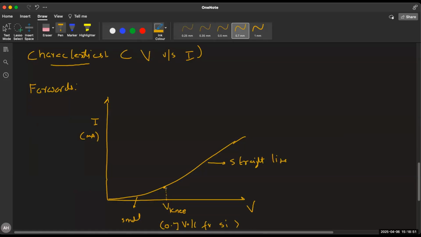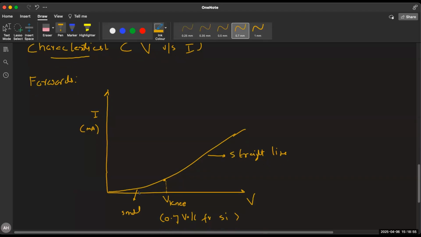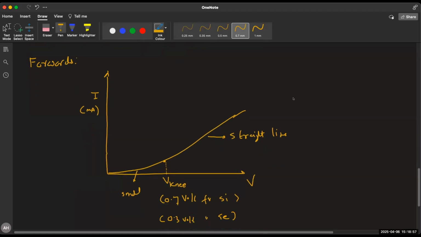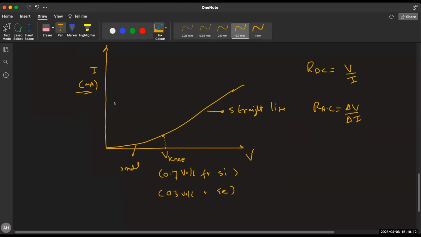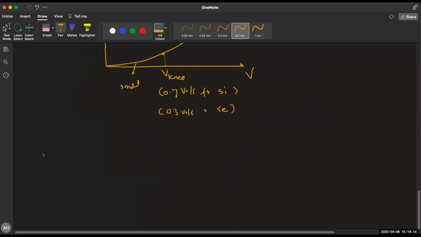But if your applied voltage is less than knee voltage, then there is some restriction in the movement of charge carriers and the graph is not a straight line. This is the forward characteristics. You can calculate two types of resistance from here, DC resistance, or you can calculate the AC resistance, which is delta V by delta I. So in forward biasing, the current is in milliampere. This is the characteristic.